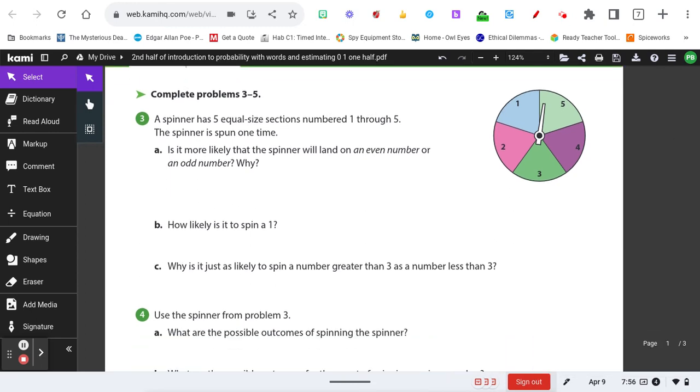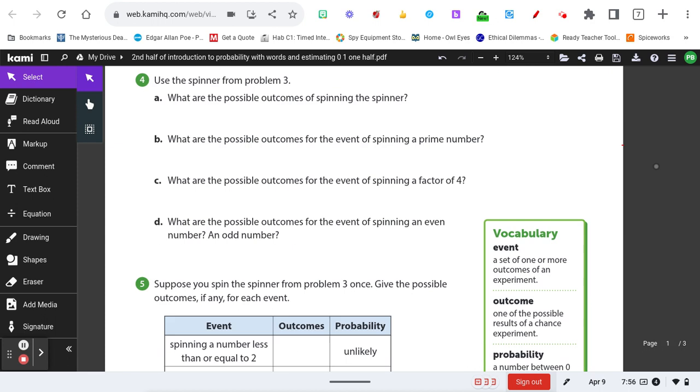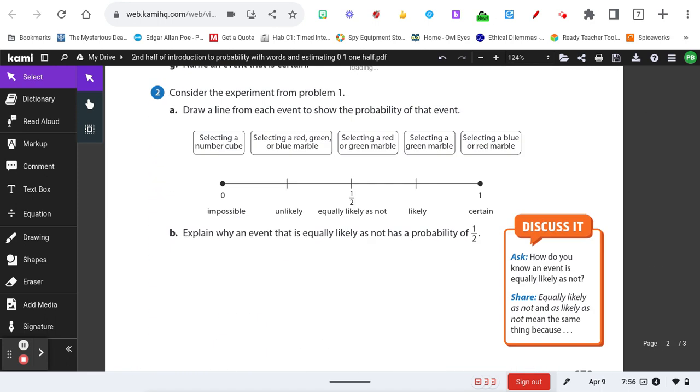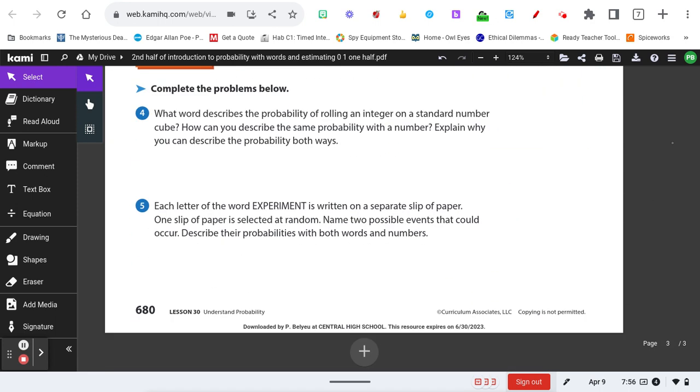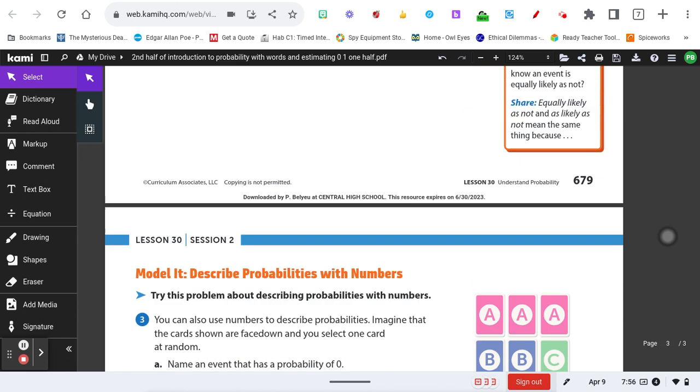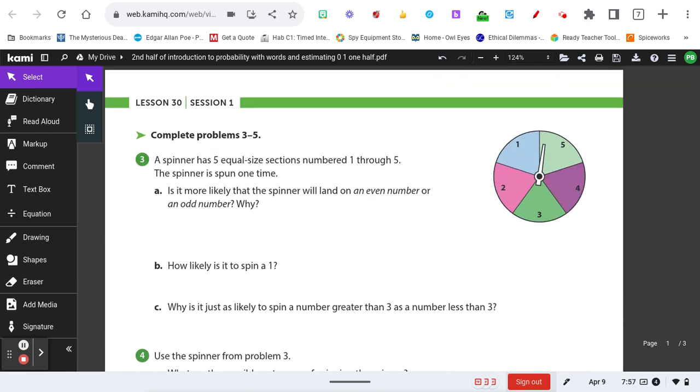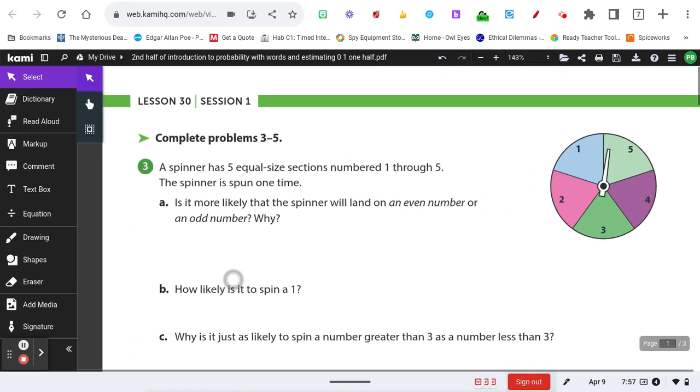All right, we're gonna treat page 678 like a bell ringer. So we'll start on 678 and we'll go all the way through 680. And you should have these notes from Friday. All right, so let's take a look at number 3.